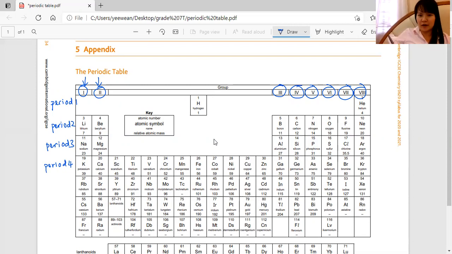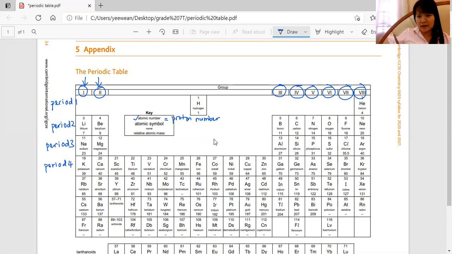Okay, what else can we find out from the periodic table? We will know the atomic number, which is equivalent to the proton number. So how many protons are there in each of these atoms? You would know from the atomic number. We know the atomic symbol. So the symbol, remember, the first letter has to be capital and the second letter is in lowercase.